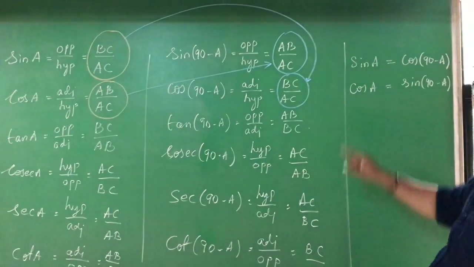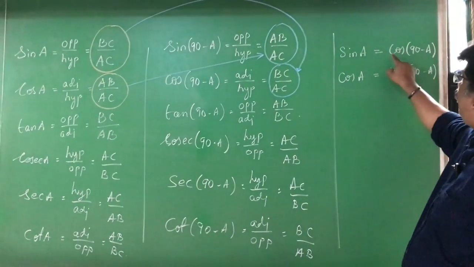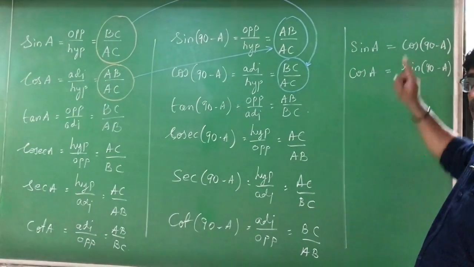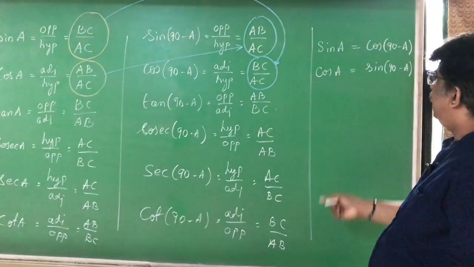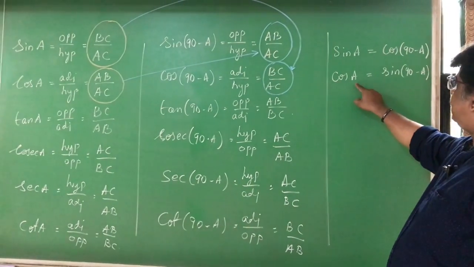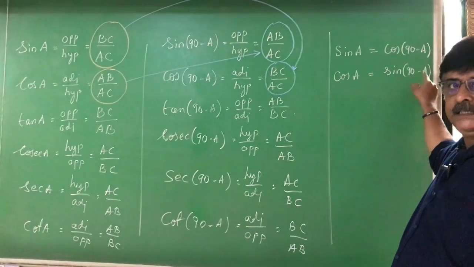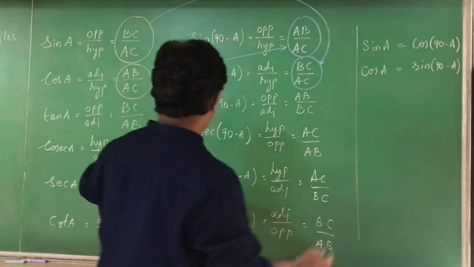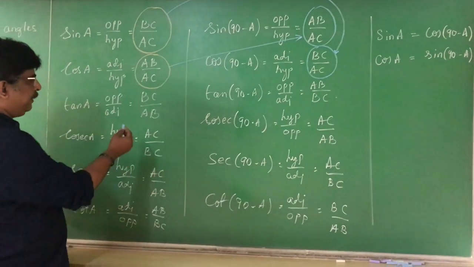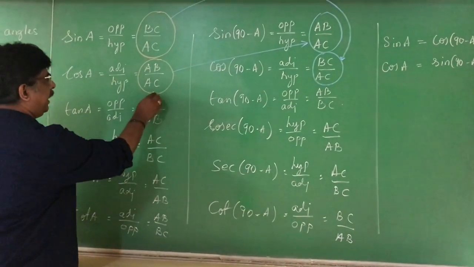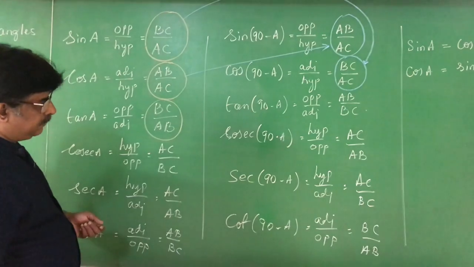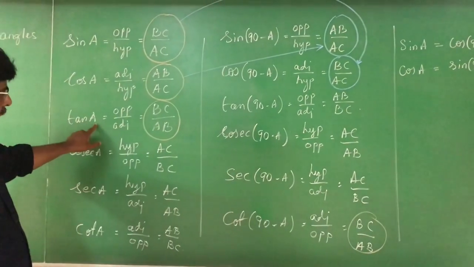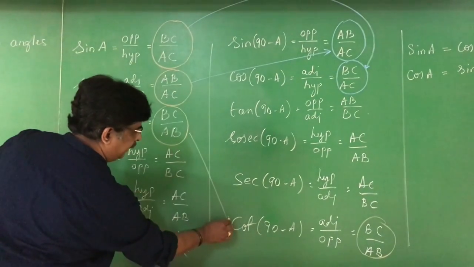See, sin A is equal to cos 90 minus A. Therefore, sin theta and cos theta are complementary angles. Same way, cos A is equal to sin 90 minus A. Right? If you are able to understand this, again you can easily write. See, BC by AB. Where is BC by AB? BC by AB is here. Therefore, tan A is equal to cot 90 minus A.